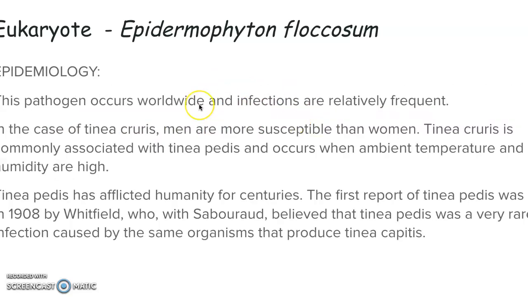The epidemiology of this microbe is that the pathogen occurs worldwide, and infections are frequent. In Tinea cruris, men are more susceptible than women, and commonly Tinea cruris is associated with Tinea pedis, which is caused by this microbe when ambient temperatures or humidity are high. As an example, Tinea pedis has afflicted humanity for centuries. The first report of Tinea pedis was in 1908 by Whitfield, who with Sabouraud believed that Tinea pedis was a very rare infection caused by the same organism that produced Tinea capitis, which they were right.